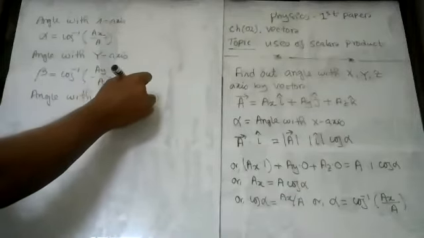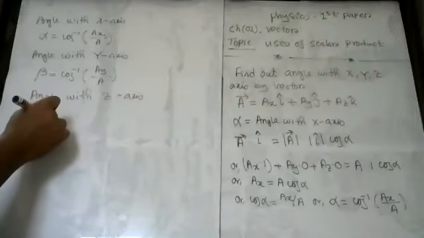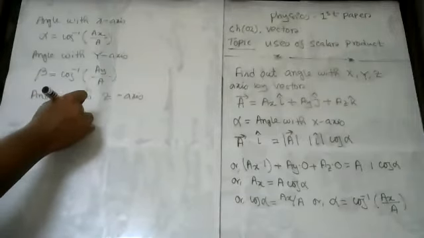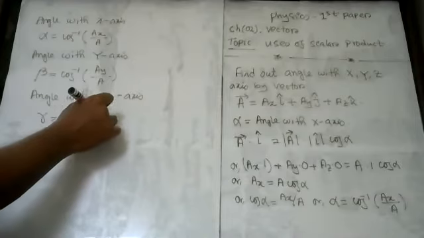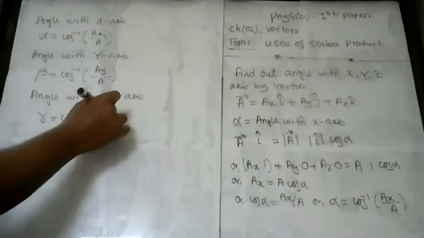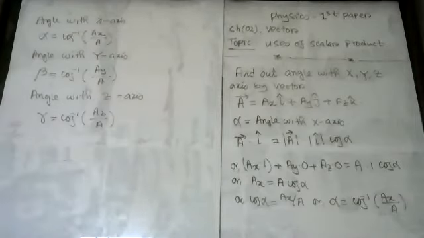Z-axis will equal to gamma. This is nothing but cos inverse az by a. So this is the formula, my dear student. So angle with x-axis, cos inverse ax by a. Angle with y-axis, cos inverse ay by a. And then angle with z-axis, that is cos inverse az by a.